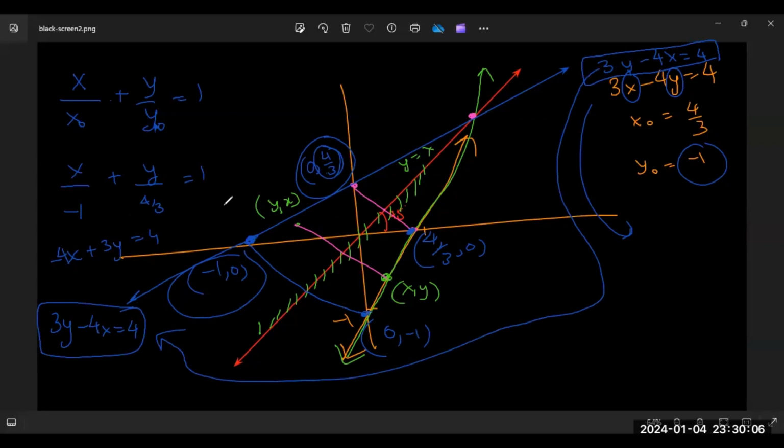Just remember, if any figure has to be reflected along the line y equals x, just swap the coordinates. Wherever x is there, put y. Wherever y is there, put x. That's it. Okay.